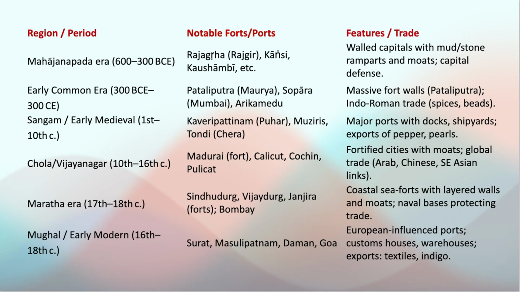Sindhudurg, Vijayadurg, Janjira forts and Bombay focused on coastal sea forts with layered walls and moats, naval bases protecting trade. Surat, Masulipatam, Daman, and Goa had European influenced ports, custom houses, warehouses, exports, textiles, and indigo trade.